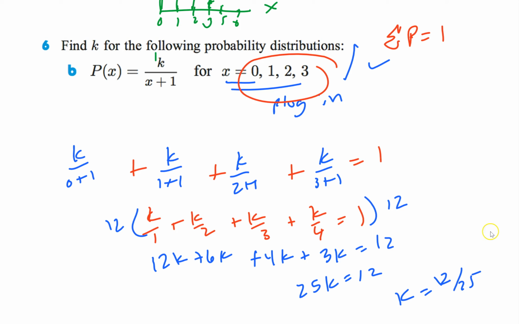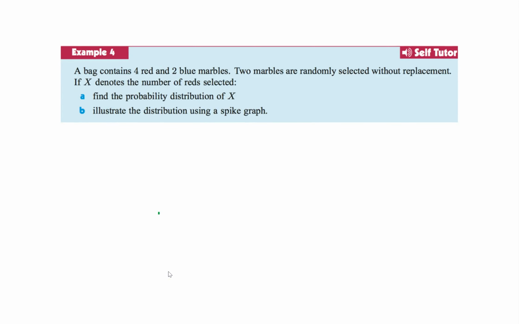And that's kind of what you do with one of these. Every time you see they want you to find K in the following probability distribution, plug the numbers in, and then don't forget, hey, if I add all these up, it should equal 1. After that it's just math. This is some algebra. One last quick example for this lesson.